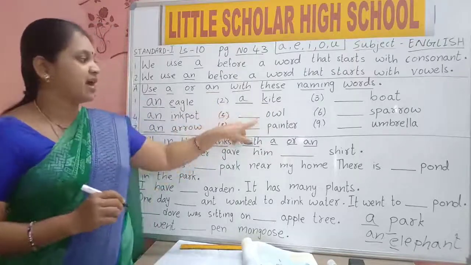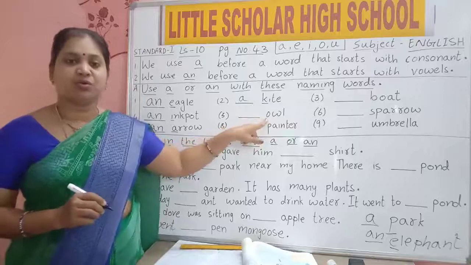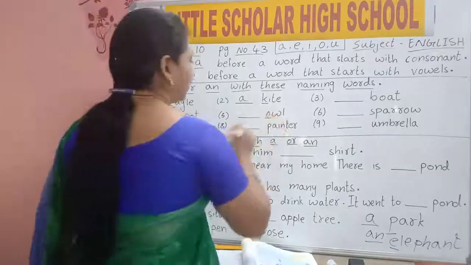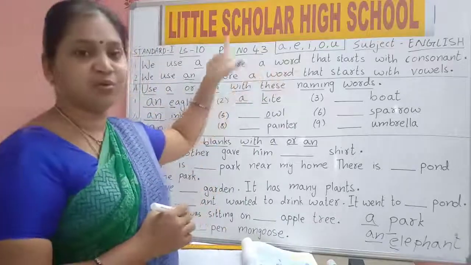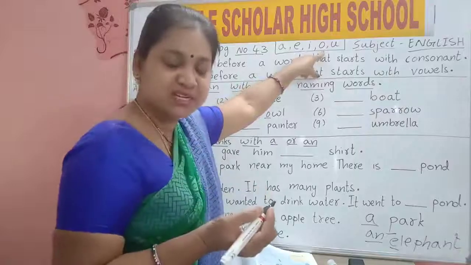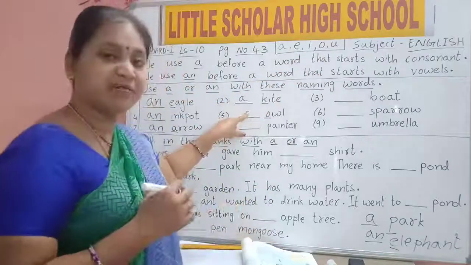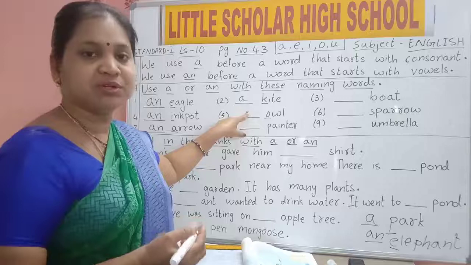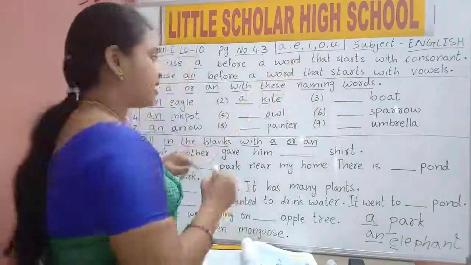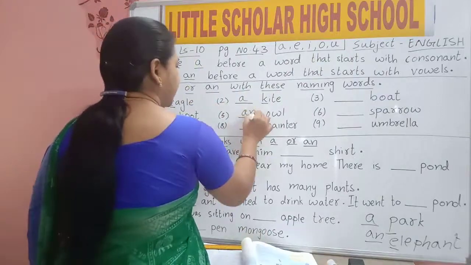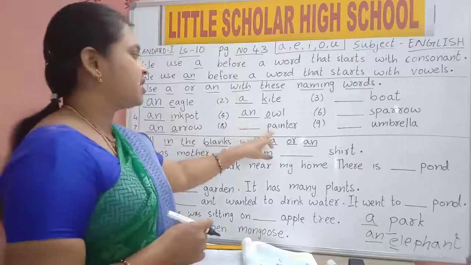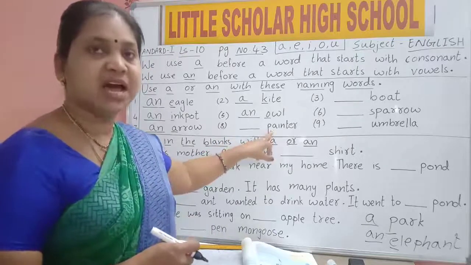Next. Dash. O-W-L. Owl. What is the first letter of owl? O. Now see, do you have O in vowels? A, E, I, O. Yes, O is present in vowels. So what should come here? A or an owl? O is present in vowels. So an. An owl. Next, dash.